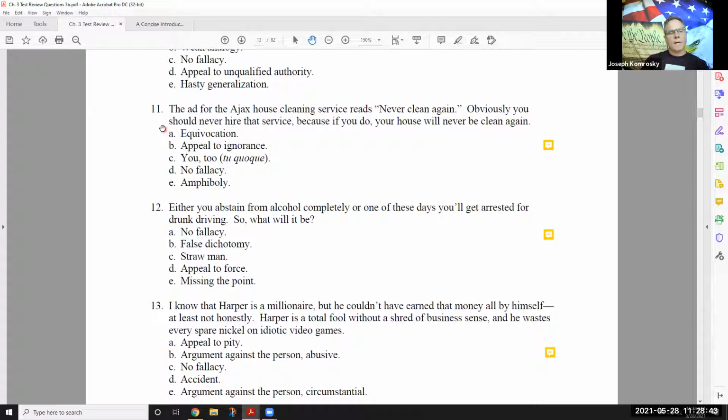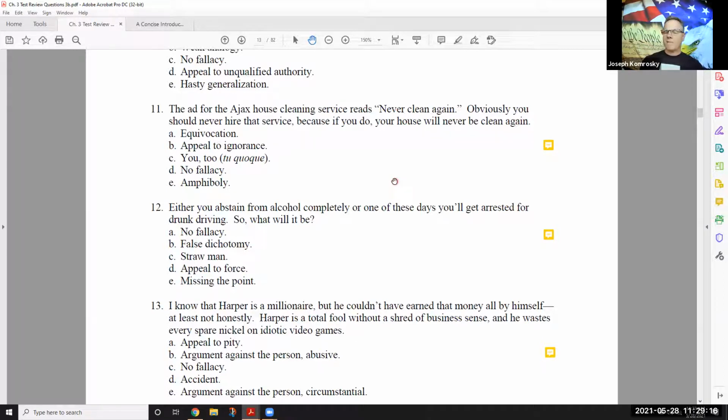The ad for the Ajax house cleaning service reads, never clean again. Obviously, you should never hire that service because if you do, your house will never be clean again. This one is amphiboly. You know what an amphiboly is? I can read it to you. The conclusion depends on an incorrect interpretation of an ambiguous statement made by someone other than the arguer. What does ambiguous mean? At least two possible interpretations.